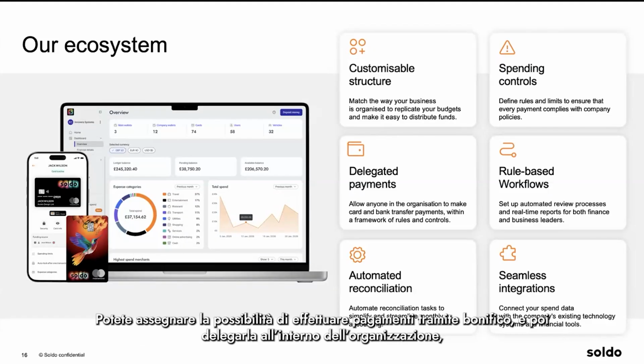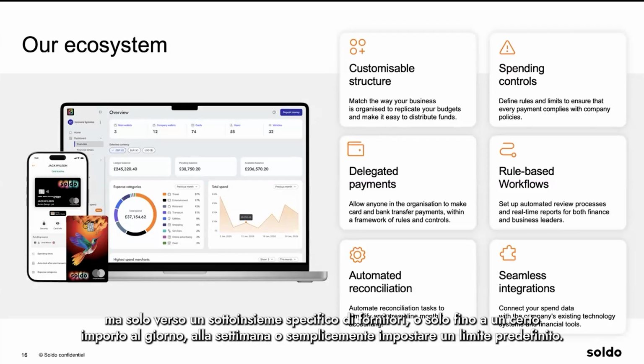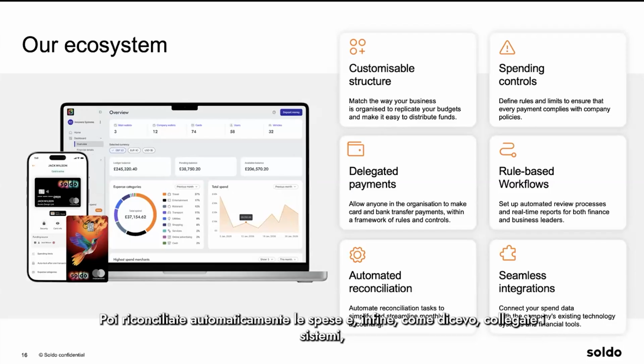You can allocate the ability to make payments by bank transfer, and then you can delegate that down through the organization, have people allowed to make payments by bank transfer, but only to a certain subset of suppliers, or only up to a certain amount per day, per week, or just a finite limit. You define your policies, and Soldo will reflect that within the workflows within the product. Then you reconcile the expenditure automatically.